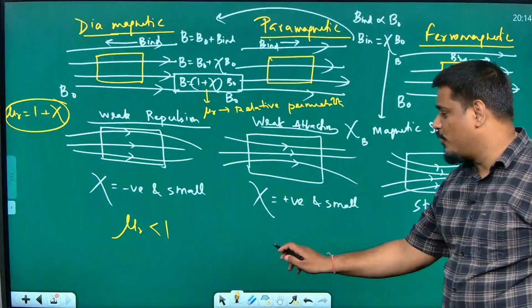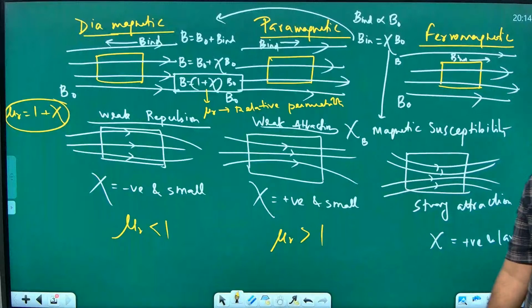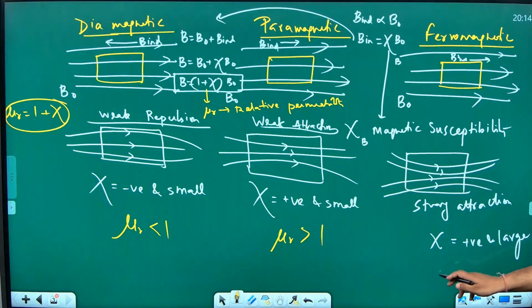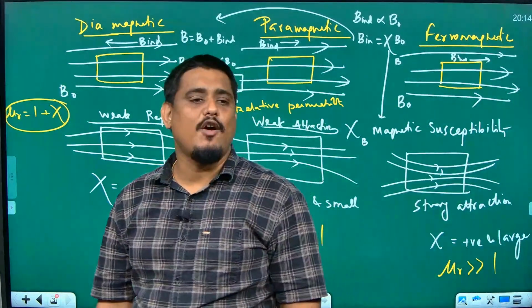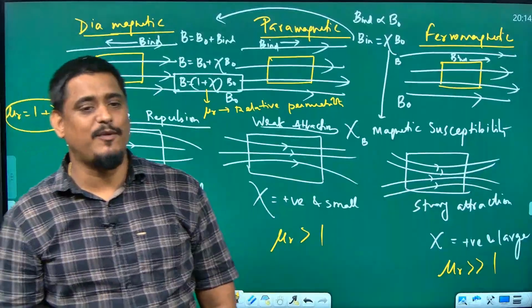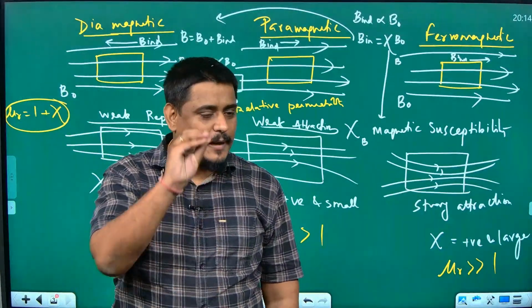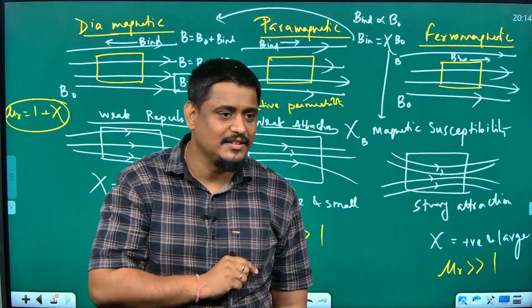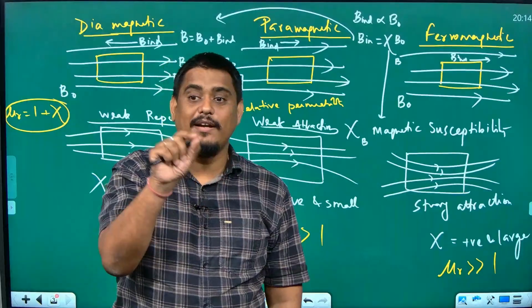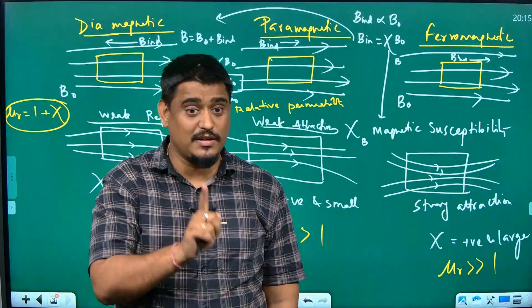Here what will happen to mu r? Slightly more than 1. What will happen to mu r here? Much greater than 1. So if I give you a question, relative permeability of a material is 21,576, what is the material? Ferromagnetic. Permeability of a material is 0.992, what is the material? Diamagnetic. 1.063, paramagnetic. Are you getting? Direct questions will come from here also.